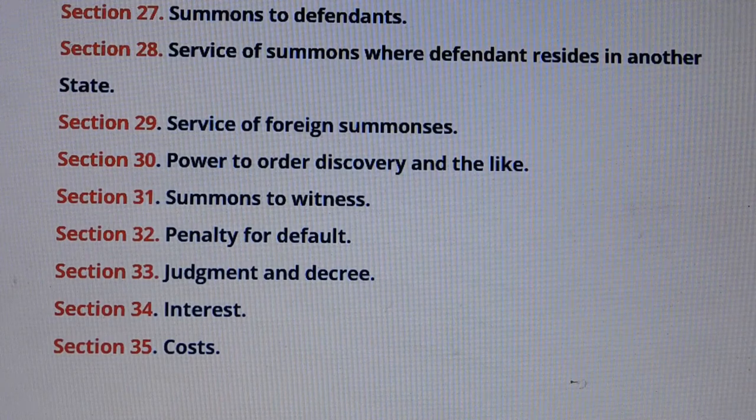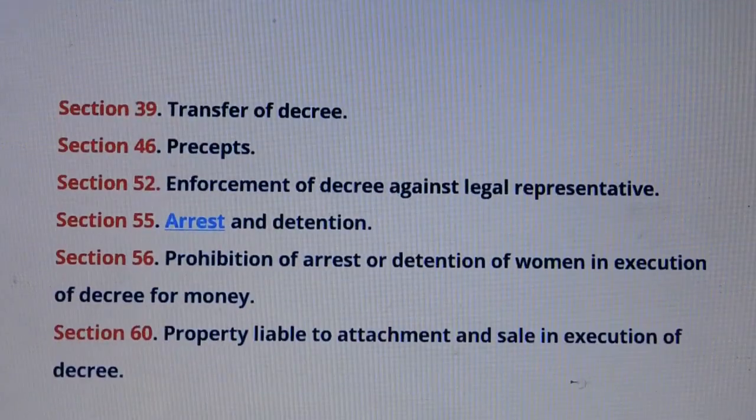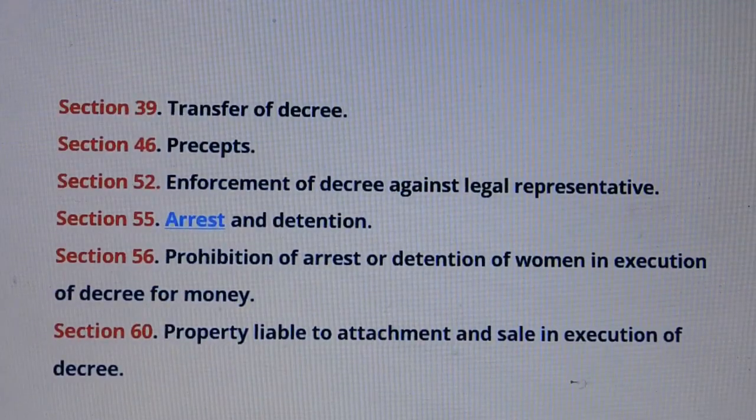Section 33 judgment and decree. Section 34 interest. Section 35 cost. Section 39 transfer of decree. Section 46 precepts. Section 52 enforcement of decree against legal representative.